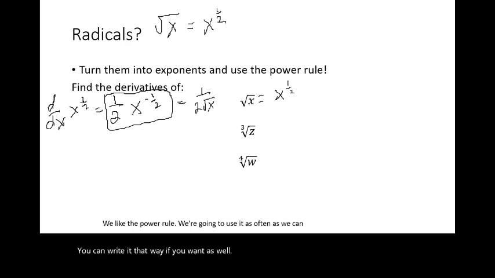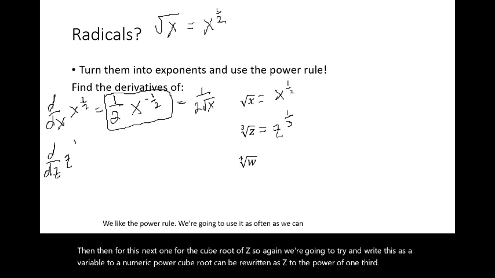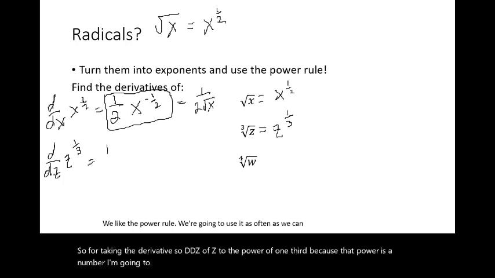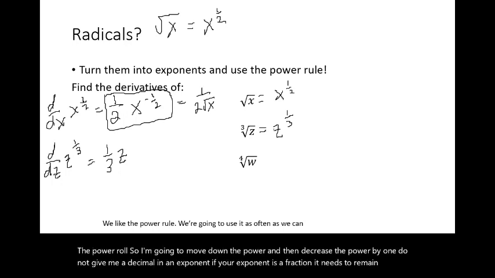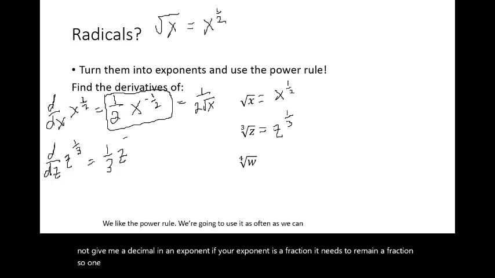And then for this next one, for the cube root of z, so again, we're going to try and write this as a variable to a numeric power. Cube root can be rewritten as z to the power of 1/3. So if we're taking the derivative, so d dz, of z to the power of 1/3, because that power is a number, I'm going to use the power rule. So I'm going to move down the power and then decrease the power by 1. Do not give me a decimal in an exponent. If your exponent is a fraction, it needs to remain a fraction. So 1/3 minus 1 is going to be negative 2/3, and to be honest, that is good enough.